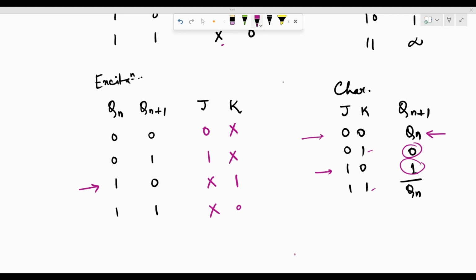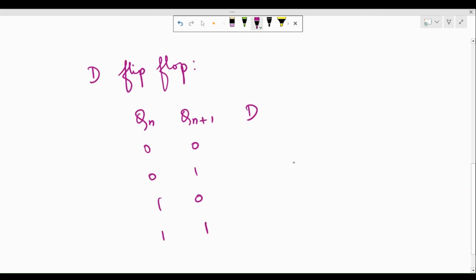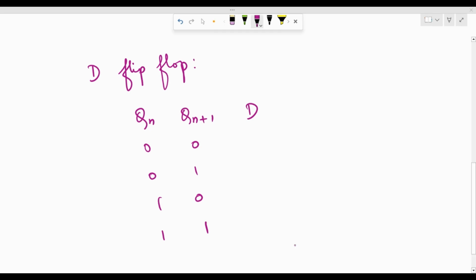Moving on to D flip flop. Obtaining the excitation table for the D flip flop is quite a simple task in the sense that the D input and the next state Qn plus 1 are always going to be equal. So here, if we just write out 0, 1, 0, 1, just writing out whatever is there in Qn plus 1, that would hold good. So this forms simply the excitation table for the D flip flop.